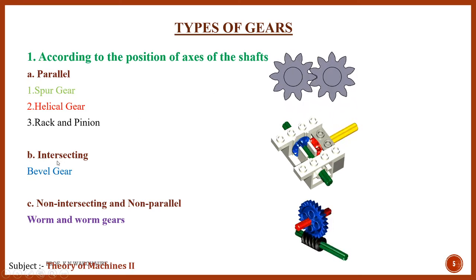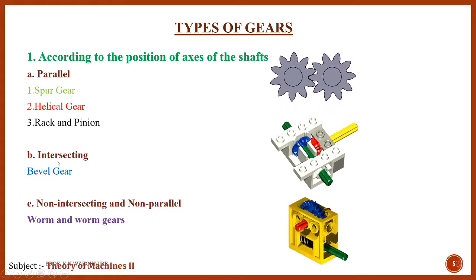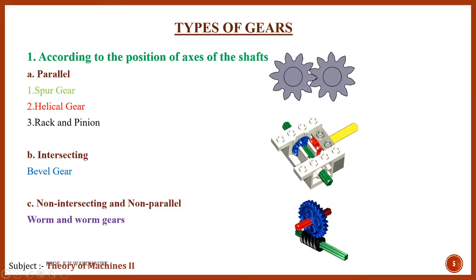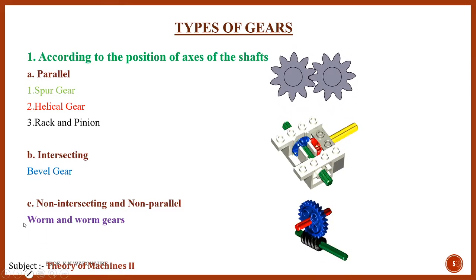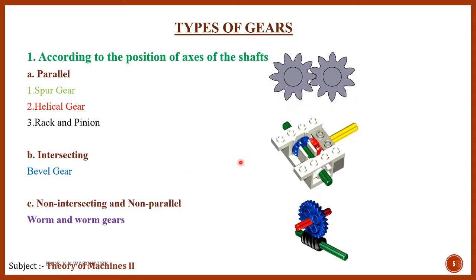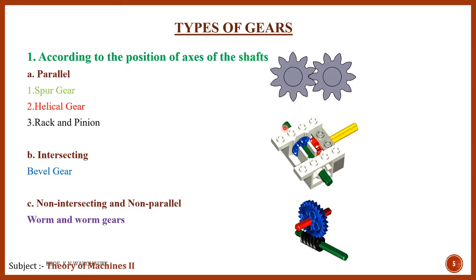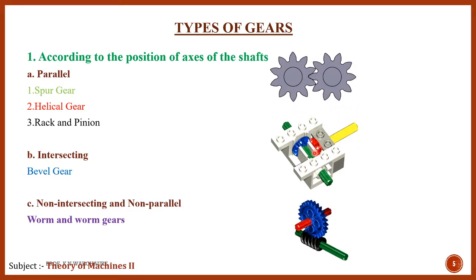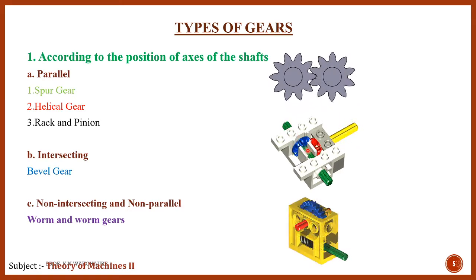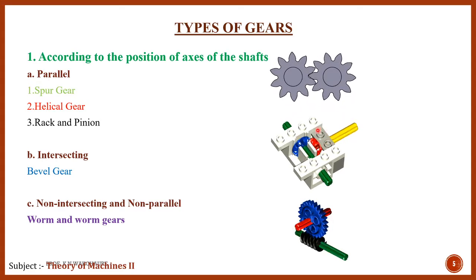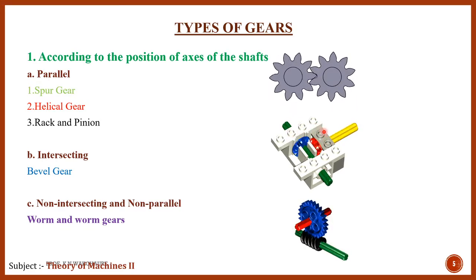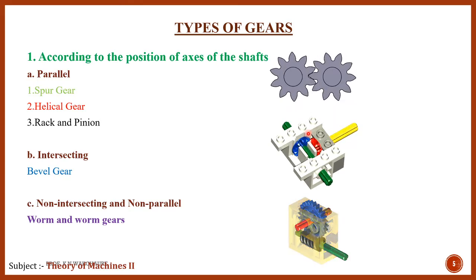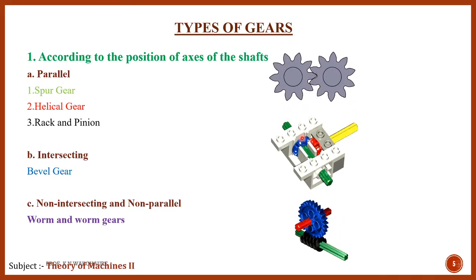Second one is the intersecting shaft. When you want to transmit power between two intersecting shafts, you use the bevel gear. If these two shafts intersect at a right angle, as in this example where the shaft angle is 90 degrees, we use the bevel gear. That angle may also be less than 90 degrees.